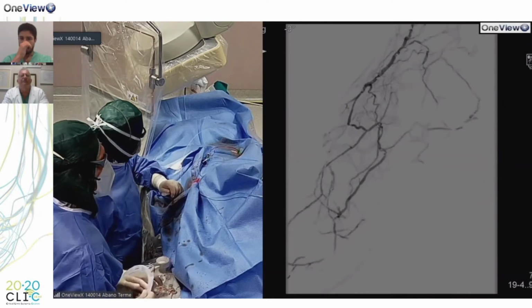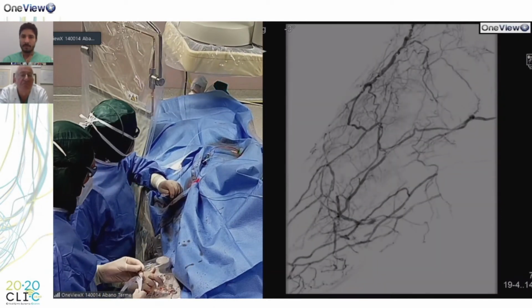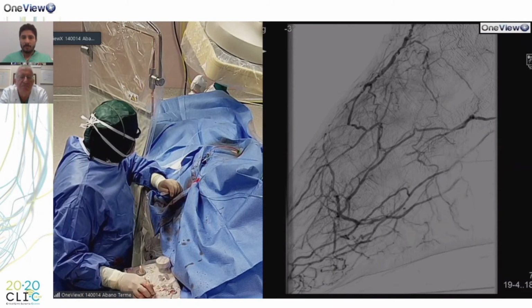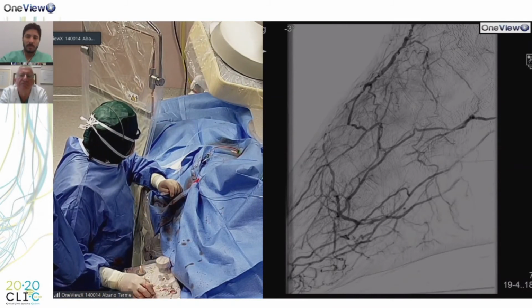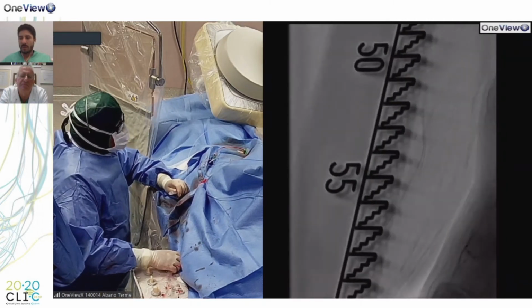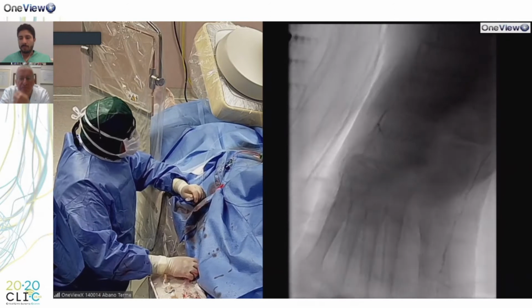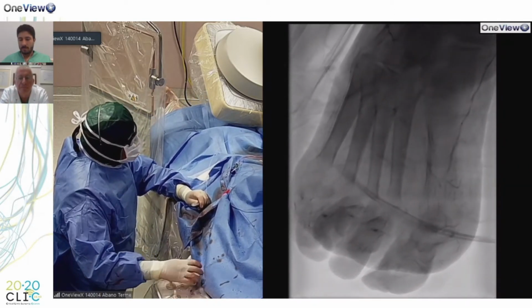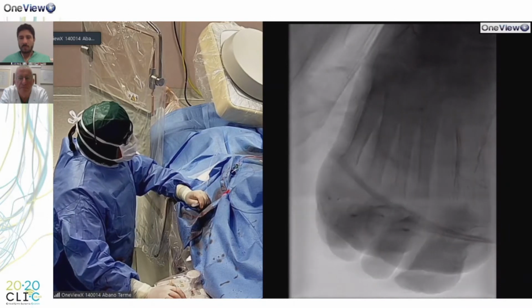I think that the outflow is not bad. Augustine and all the other guys can tell us their personal opinion. Yes, of course, but I think it's not a sad patient.